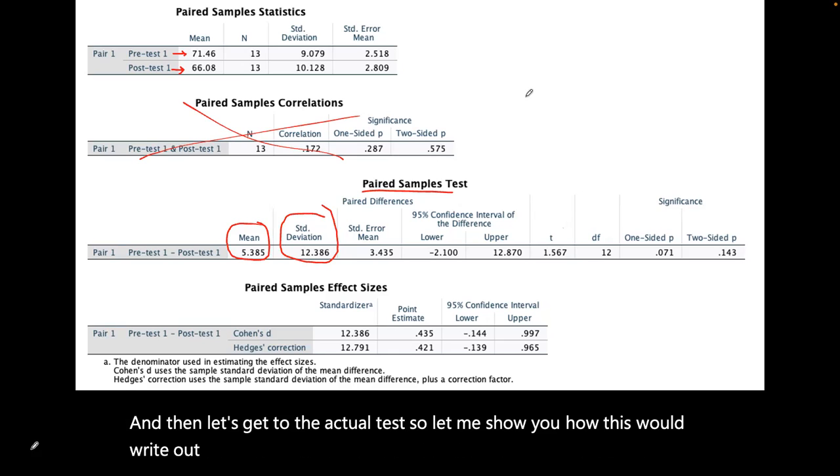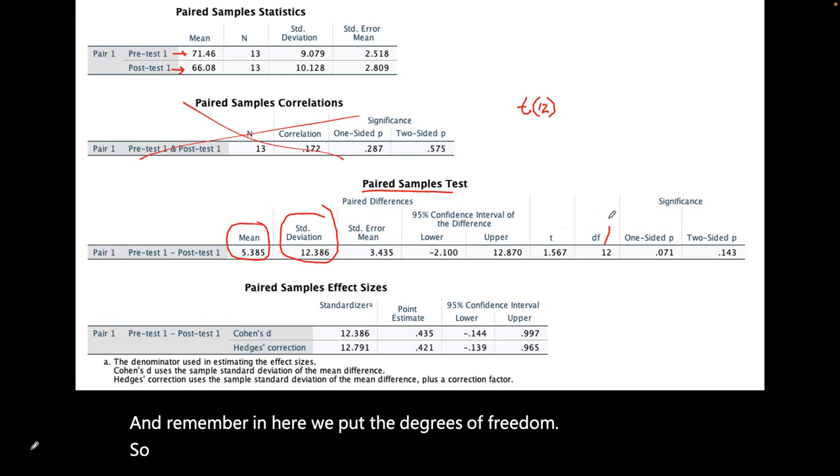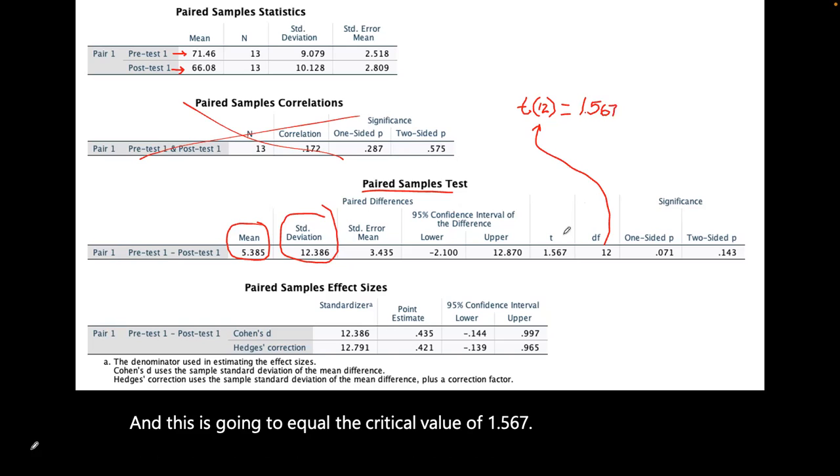So we have a t. And remember in here, we put the degrees of freedom. So that is here. And this is going to equal the critical value of 1.567. So that's this number.